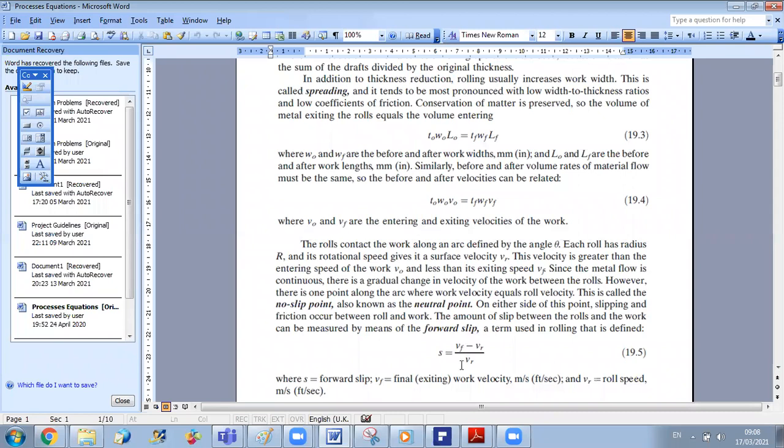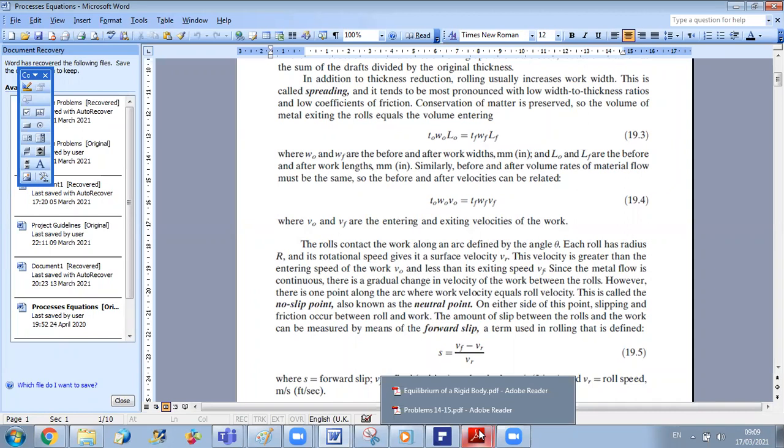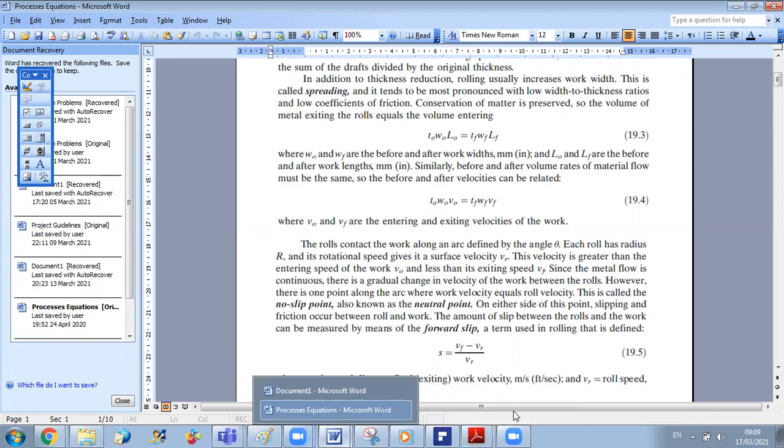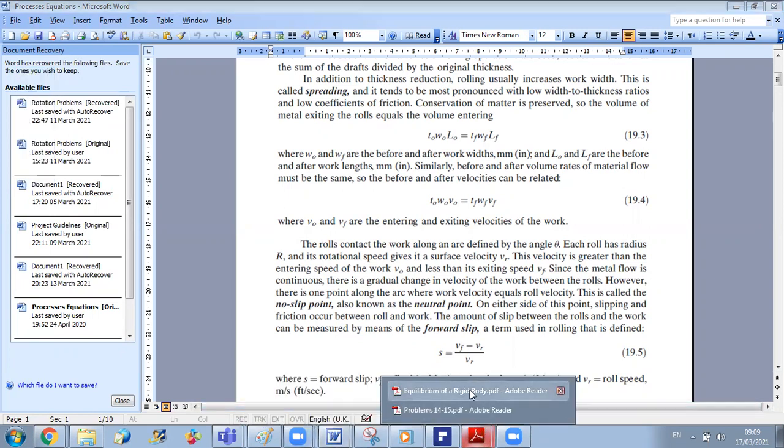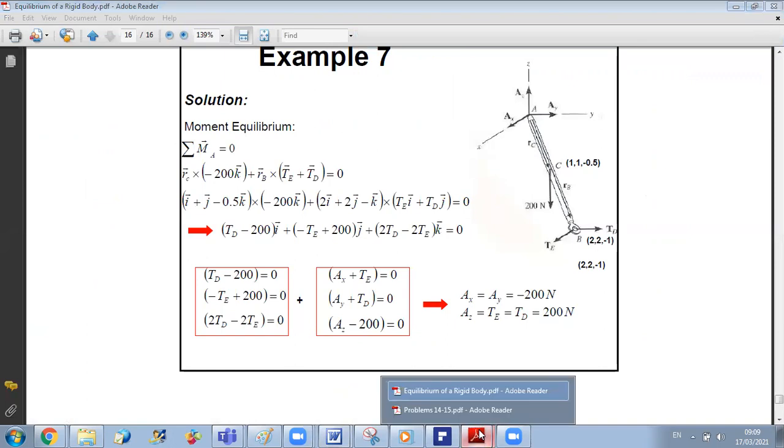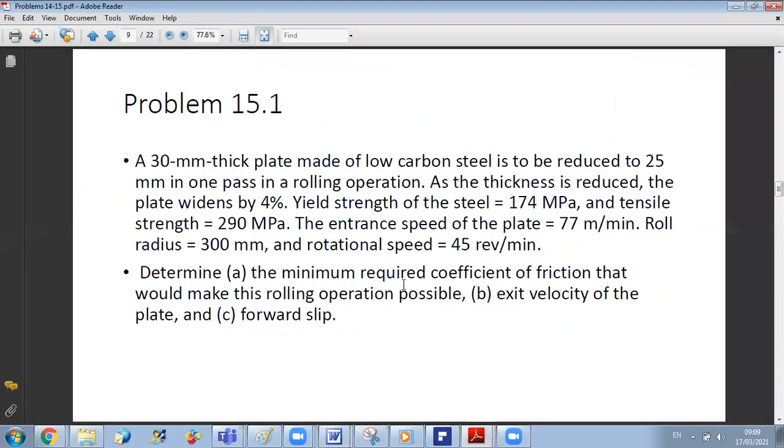Already we have calculated V final. Now in this problem, we still need to find the linear roll velocity. The linear roll velocity VR is calculated by knowing the number of rotations of the roll and its radius. So going back to the problem, they gave us the radius of the roll and its rotational speed.